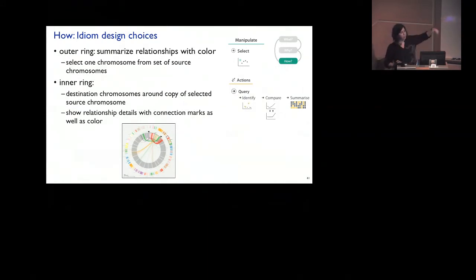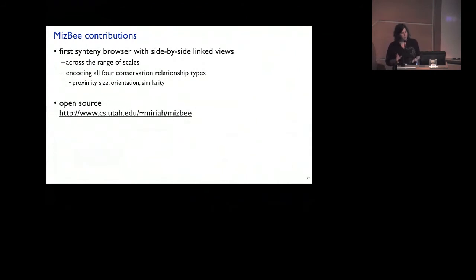And in that inner ring, we're using both color and connection marks to try to make that relatively complex information usefully perceptually available to a human. So what we're trying to do is both identify and compare things and then summarize the whole. So MISBI was the first Symphony browser that had these side-by-side linked views that really supported an analysis at this different range of scales and tried to encode all 4 of these kinds of relationships. So again, open source and available on Mariah's site.